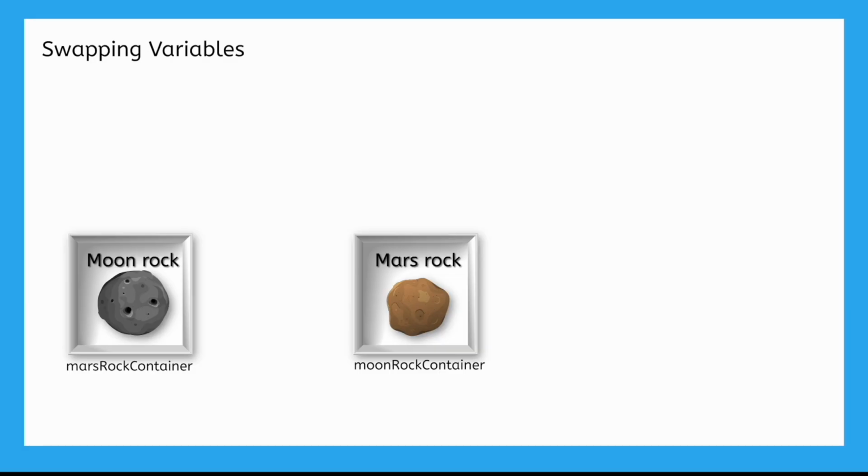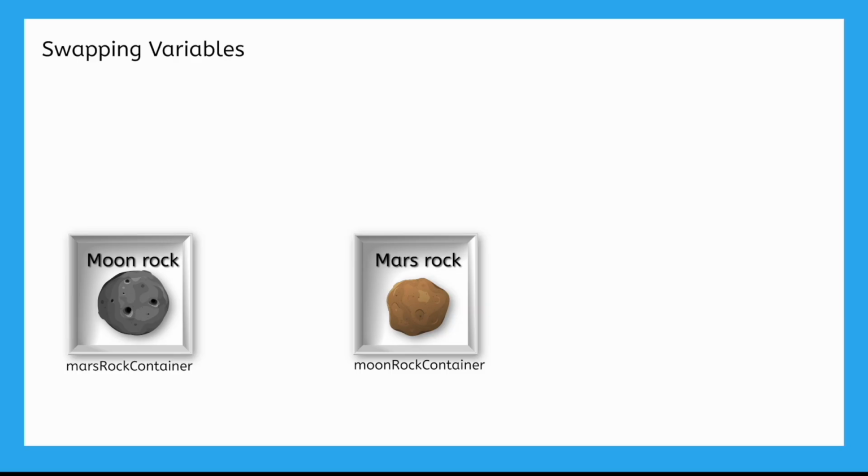Welcome back! You're just in time to help solve another problem using computer science. We've been gathering and organizing space rocks. For this example, we have two rocks, one named Moon Rock and one named Mars Rock. Unfortunately, the Moon Rock is in the Mars Rock container and the Mars Rock is in the Moon Rock container. We will need to change their positions, but this requires a little thinking.